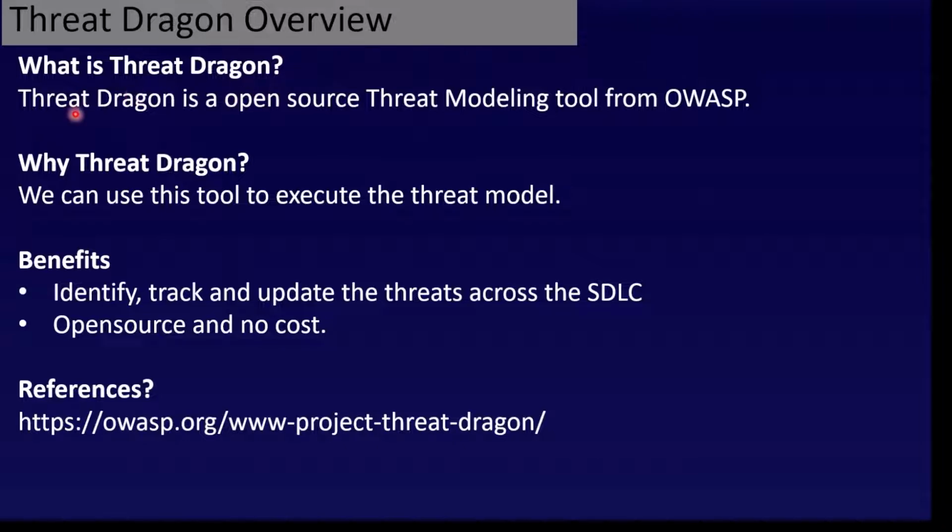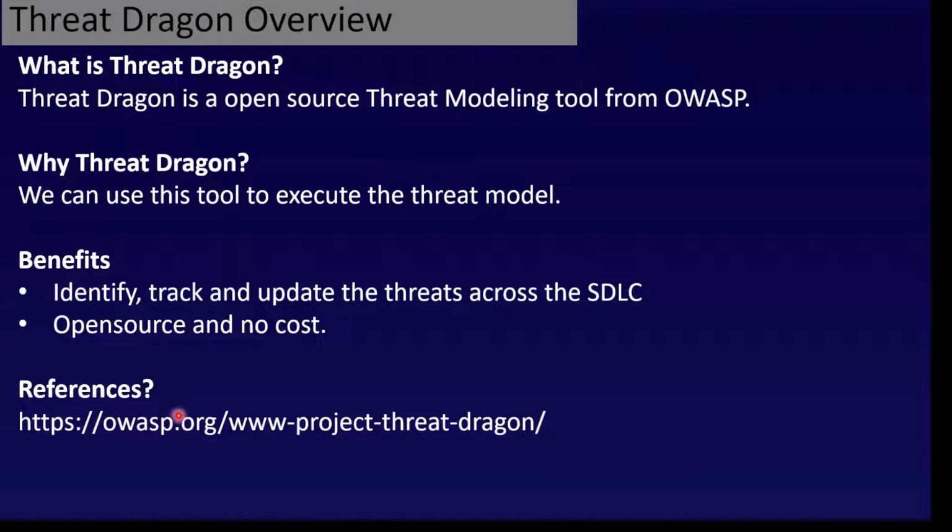What is Threat Dragon? Threat Dragon is an open source threat modeling tool from OWASP. Why Threat Dragon? We can use this tool to execute threat modeling for any application, IoT solutions, cloud, devices, mobile application. Benefits: identify, track, and update the threats across the software development lifecycle. Open source and no cost for this tool.